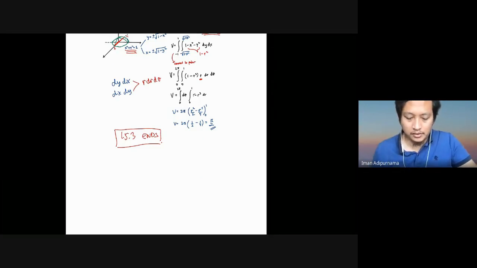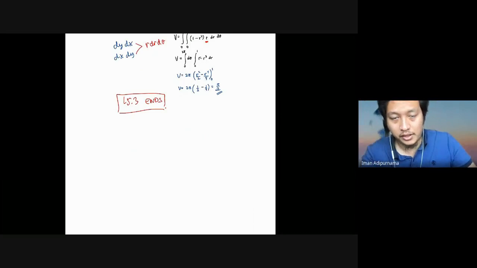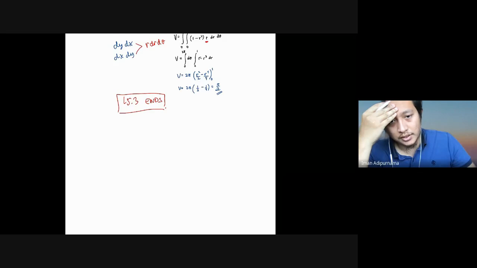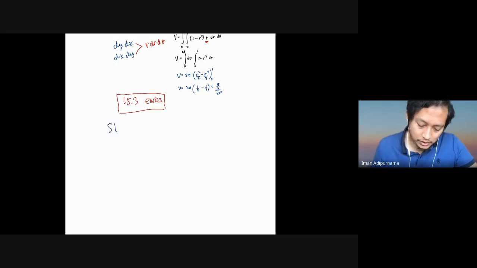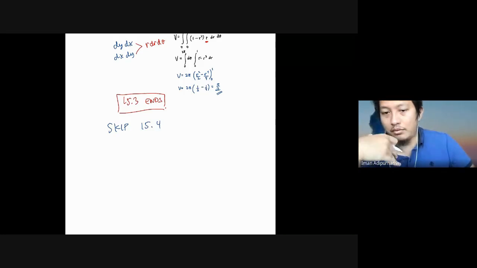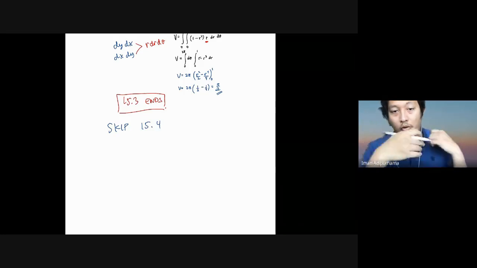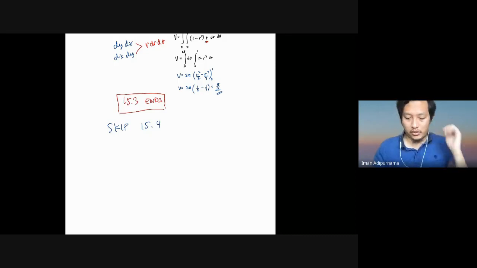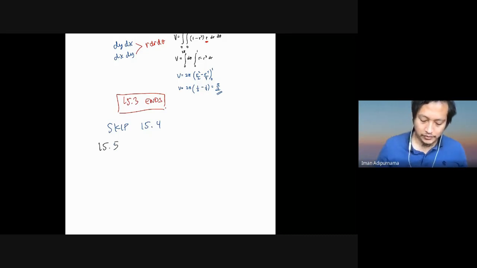Now the next part is actually 15.4. But since, if I look at the chapter or the sections, it's mostly about physics, I will skip 15.4. So you don't need to check 15.4. So what we are going to have now is 15.5. 15.5 is the surface area.